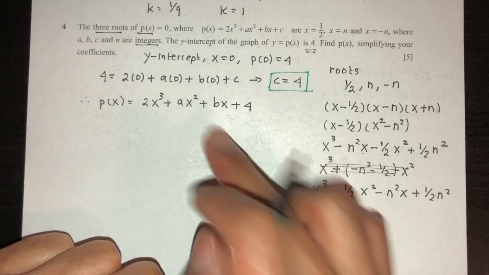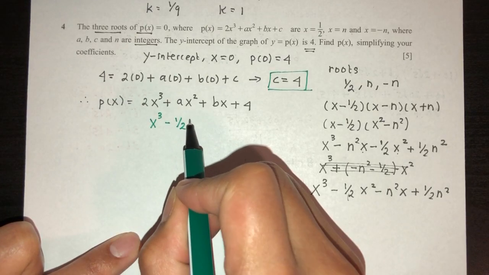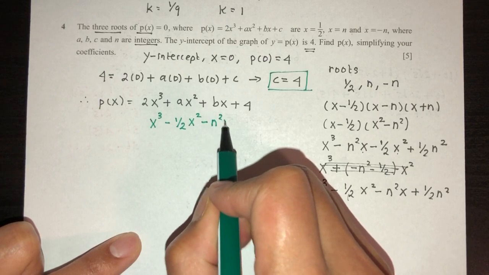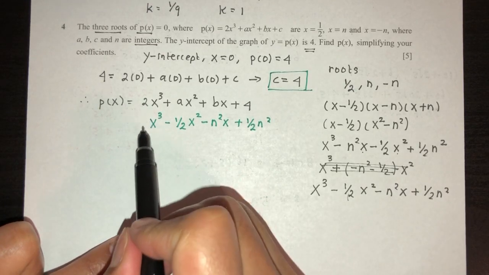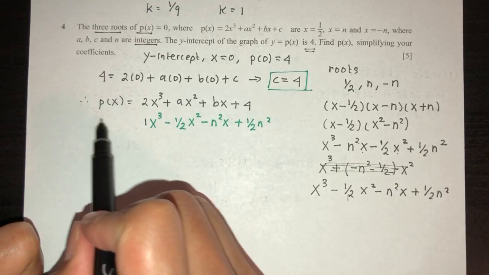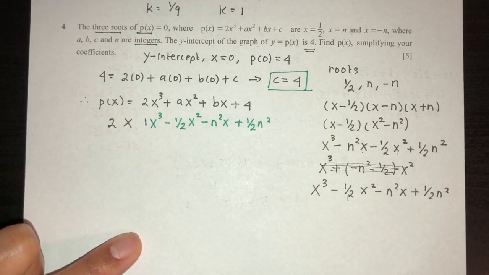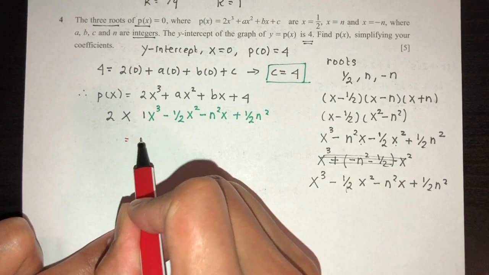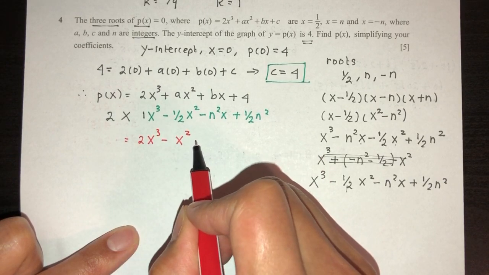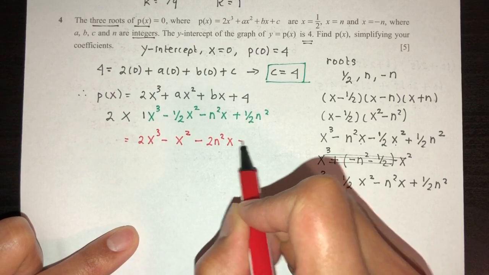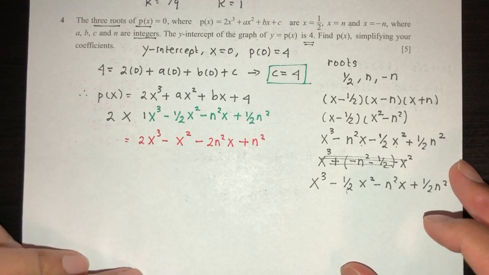So now you can compare this with this. So let's write this down. You will have x cubed minus half x squared minus n squared x plus half n squared. Now there's a big difference because here we have 2, here we have 1. So the first step is to multiply everything by 2, so we can make this become similar to this one. So right now you have to compare this with this. That will be 2x cubed minus x squared minus 2n squared x plus n squared. Okay, so by finding this value you can solve this.